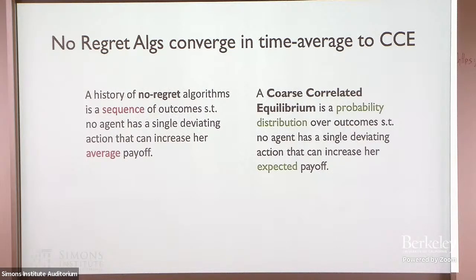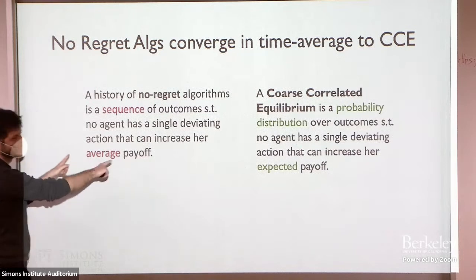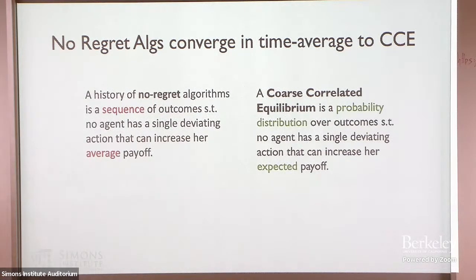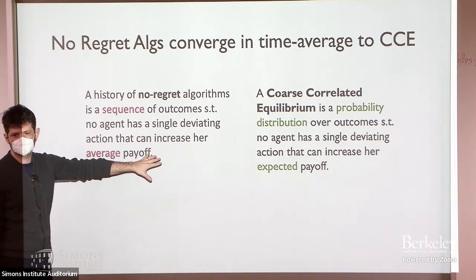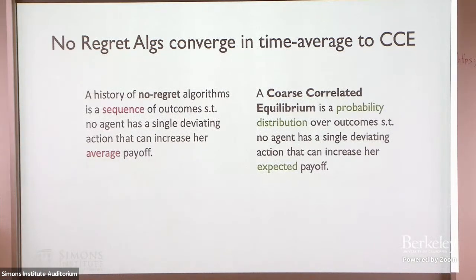Here's the definition of a coarse correlated equilibrium. It's just a probability distribution now. It's not a sequence over time, just a probability distribution over outcomes such that exactly the same thing holds: no agent has a single deviating action that can increase their expected payoff. So it's almost like it's proved by pointing words on the slide. If you take a history of no-regret outcomes and you create a distribution that samples one of the first T outcomes uniformly at random, as T goes to infinity, this distribution is bound to converge to the set of coarse correlated equilibria. All right. Hopefully this should be clear.